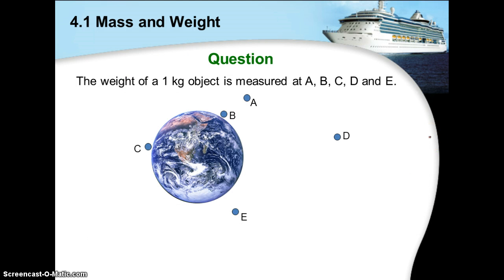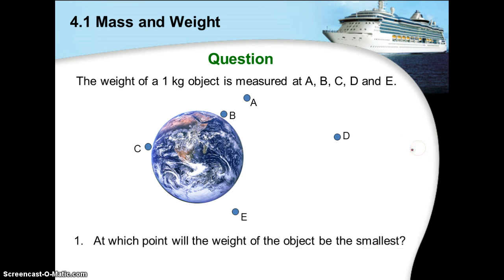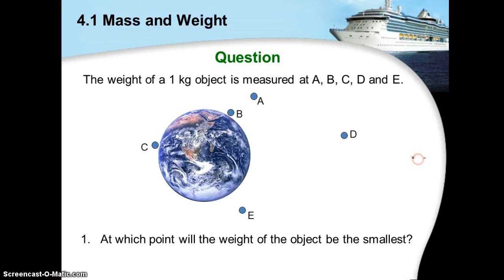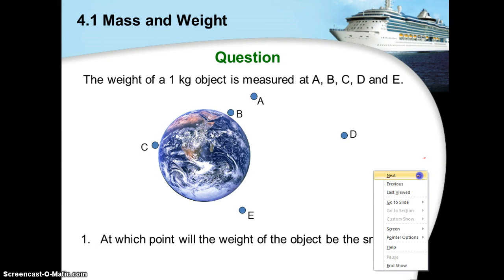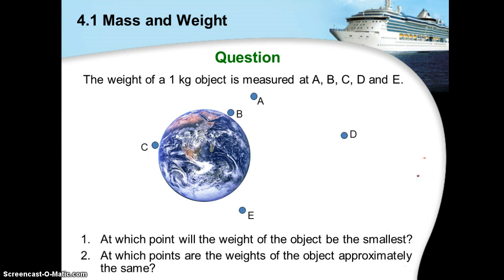Let's look at some examples. The weight of 1 kilogram is measured at A, B, C, D, E. At which point will the weight be the smallest? Take 10 seconds to think. Where will the weight be the smallest? I hope you have come to the answer. I hope you understand that the further away the object, the lesser the weight. So the weight will be the least here.